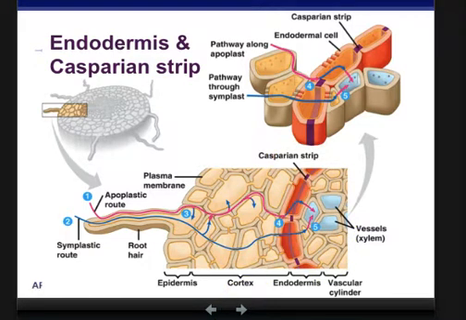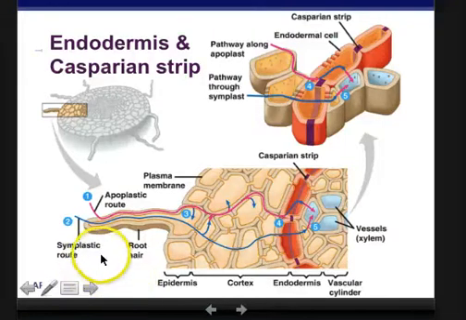So what do you need to know? You need to know that there's two routes for water, the apoplastic route and the symplastic route. And I would remember that symplastic is the simple one. It goes on in, goes through cytoplasm, and goes in. Apoplastic is the more complicated one, and it's got to use these Casparian strips in the endodermis to hop into the xylem.